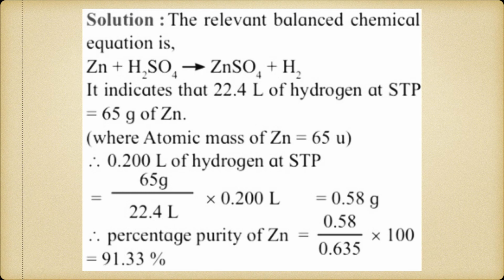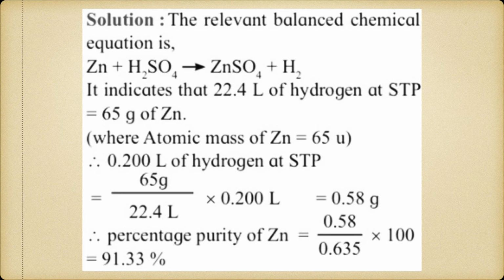Okay, so I can say that what is the atomic mass of zinc? It is 65. So I can say 65 gram of zinc will produce 22.4 liters of hydrogen at STP. Okay, that is what it is written. It indicates that 22.4 liters of hydrogen at STP is equal to 65 gram of zinc, where atomic mass of zinc is equal to 65 u.